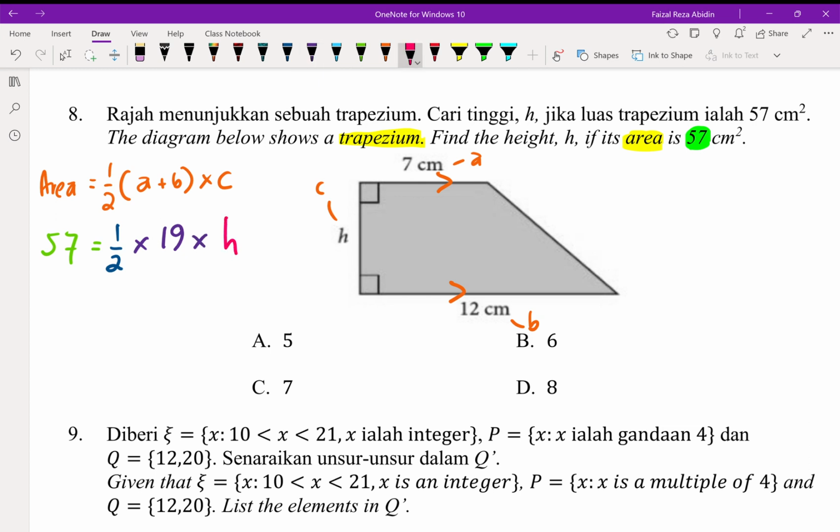See there? So what must we do here? You are going to bring everything to that side to get your H. So H here, you are going to get 57 times 2 divided by 19, isn't it? Yes, that's going to be the value for your H. 6 cm.